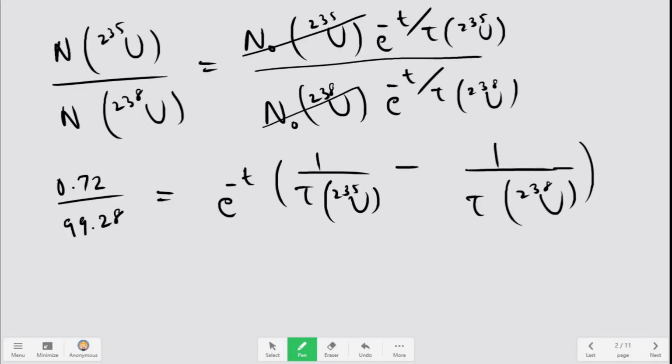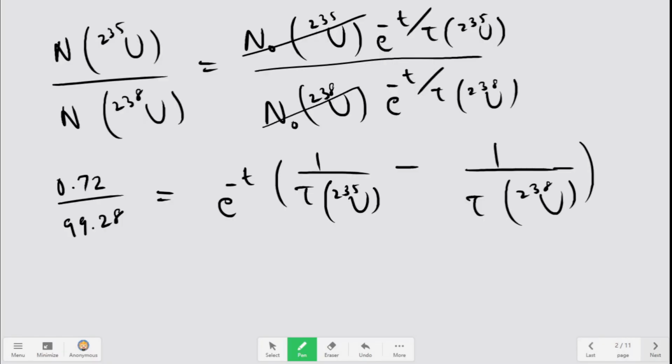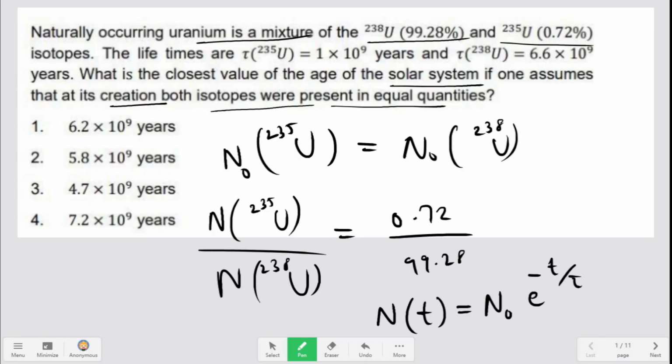Now it's only a matter of substituting the values and solving. Here t is the age of the solar system. Tau is given. Tau is the mean lifetime. The lifetime of U235 is 1 into 10 raised to 9 years, and the lifetime of U238 is 6.6 into 10 raised to 9 years.